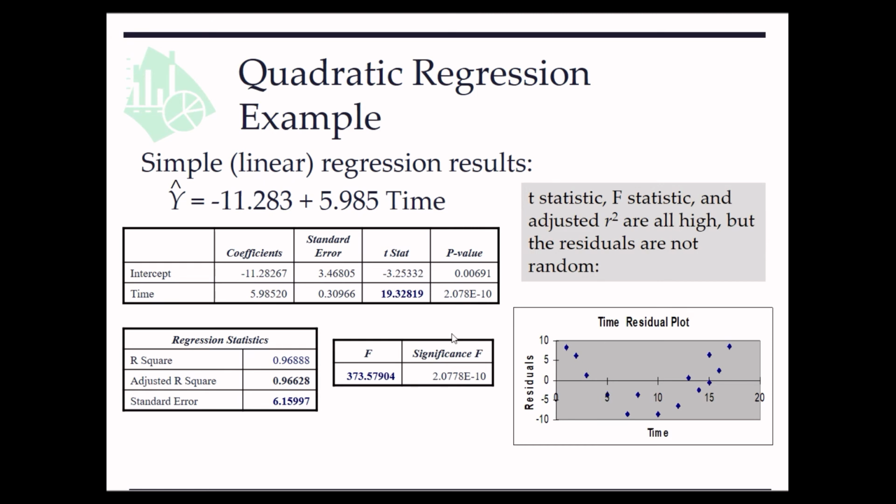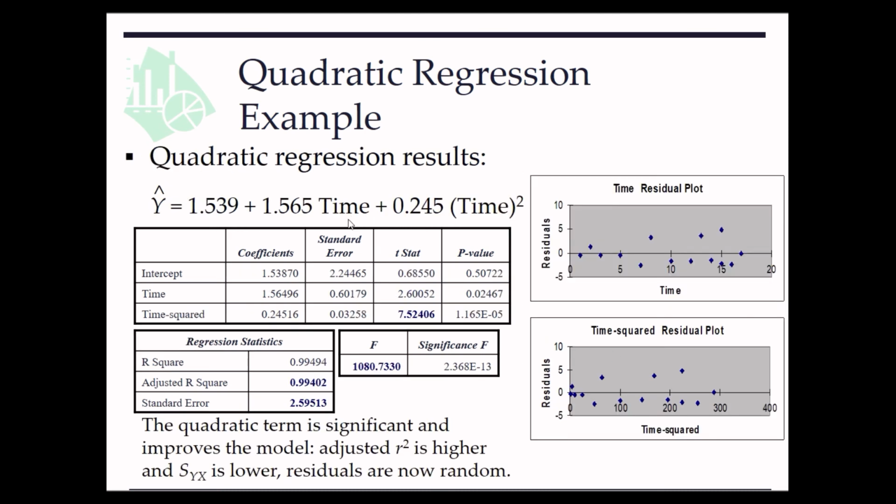Similarly, we have an F-test statistic and the same p-value as the t-test, because here we only have one independent variable. So here, the t statistic, F statistic, and adjusted R-squared are all high, but the residuals are not random.